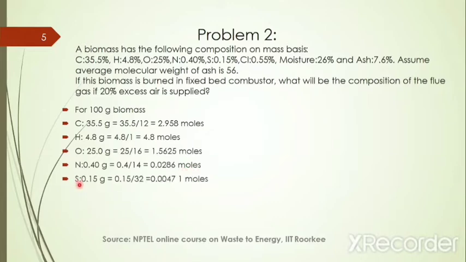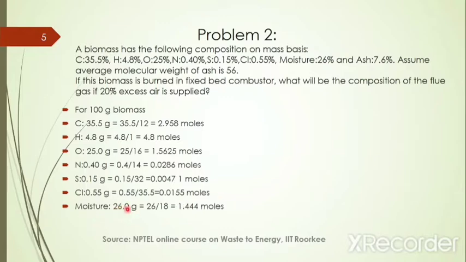Sulfur we have 0.15. The molecular mass of sulfur is 32. So it will be 0.15 divided by 32, 0.00471 moles. So we have found out these moles. Now moisture and ash remain. Chlorine also, chlorine is 0.55 gram, and the molecular mass of chlorine is 35.5. So we have to remember the molecular mass of some basic elements like carbon, nitrogen, oxygen, sulfur, etc. And chlorine is 35.5. That is 0.0155 moles.